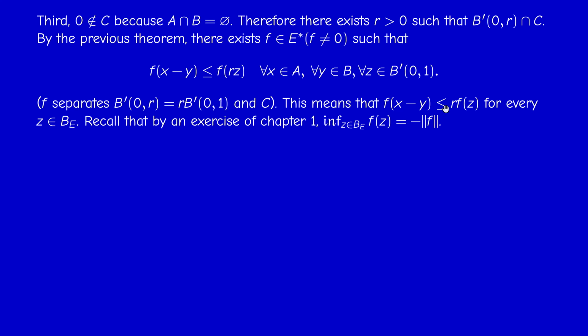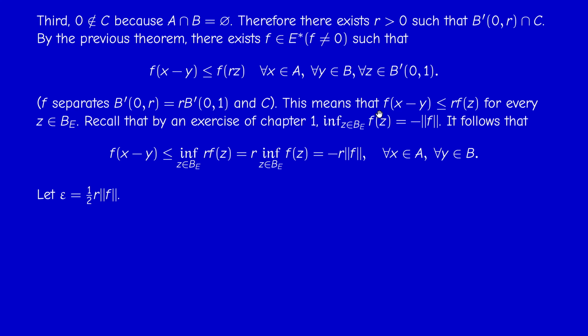So we have this inequality: f of x minus y is less than r times f of z for every x in A, for every y in B, and for every z in the closed unit ball. And we proved actually that the supremum of this is less than the infimum of this. And the infimum of this, you can put the r outside, of course, is minus r times the norm of f. And this is an important result that we proved in chapter 0.